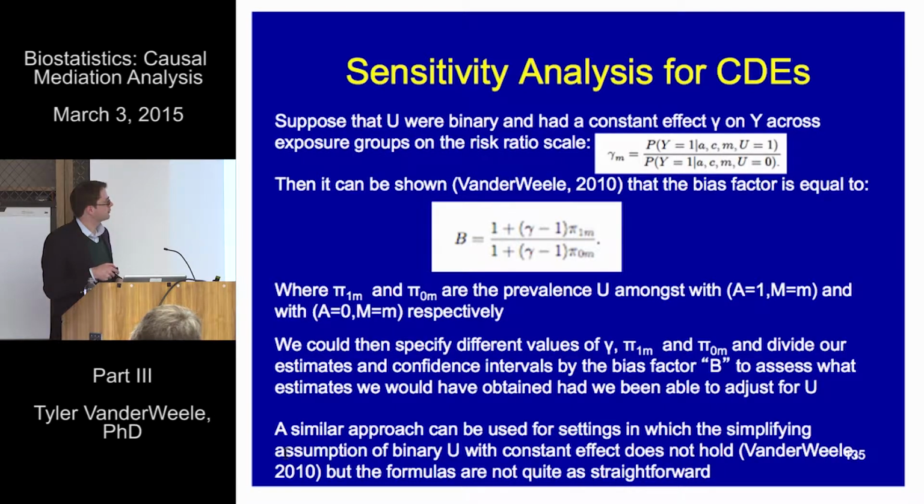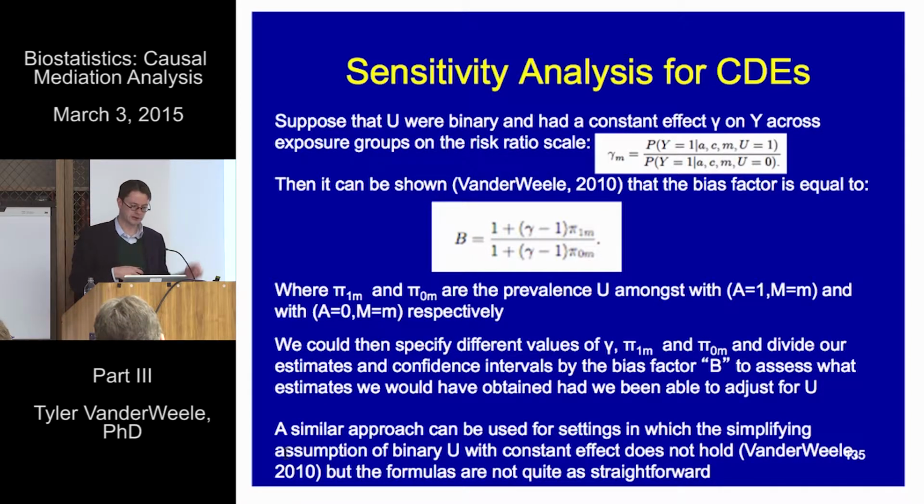So our gamma parameter is going to be the effect of U on the outcome conditional on exposure, the covariates, and the mediator. And we might specify different gammas for different levels of the mediator, depending on which controlled direct effect we're looking at. Are we looking at the controlled direct effect where we fix m to 0, or where we fix m to 1, or some other level? So we can specify different values for gamma for different controlled direct effects.